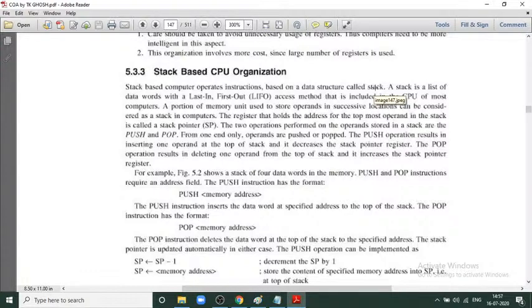and one by one elements from the top of the stack will be popped, and hence the stack pointer will be adjusted itself. Stack pointer is basically a register which holds the address of the topmost element of the stack. I repeat, a register that holds the address of the top operand of the stack is called the stack pointer. A portion of the memory unit used to store the operands in successive locations can be considered as a stack in computers. Okay, so two operations are performed in the stack, which are push and pop.